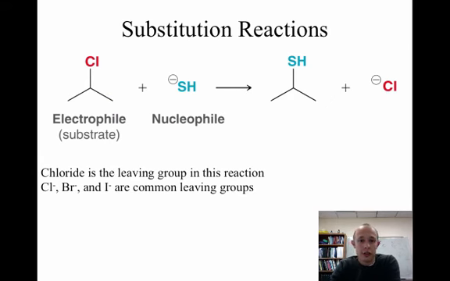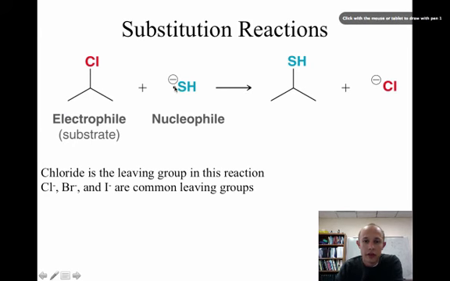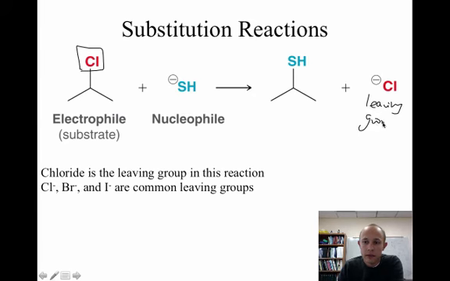Haloalkanes undergo substitution reactions. They are good electrophiles in substitution reactions because these bonds are polarized. So this carbon is partially positively charged. The nucleophilic sulfur atom will be attracted. So let's introduce one more piece of terminology here. These halogens are going to leave in substitution reactions. So we call this the leaving group. So in this reaction, chloride is the leaving group. Isopropyl chloride is the electrophile, and the thiolate ion is the nucleophile.